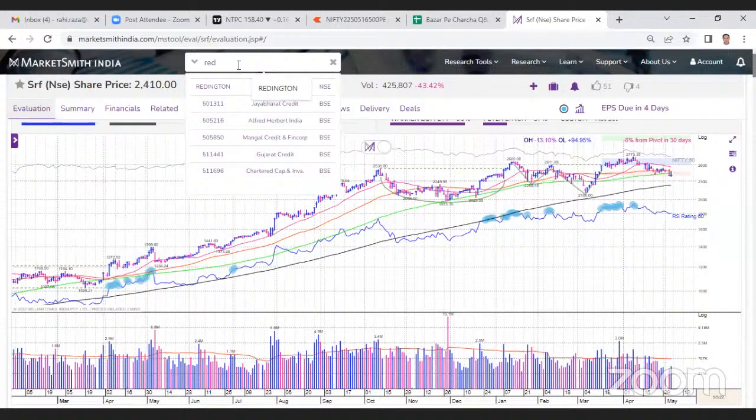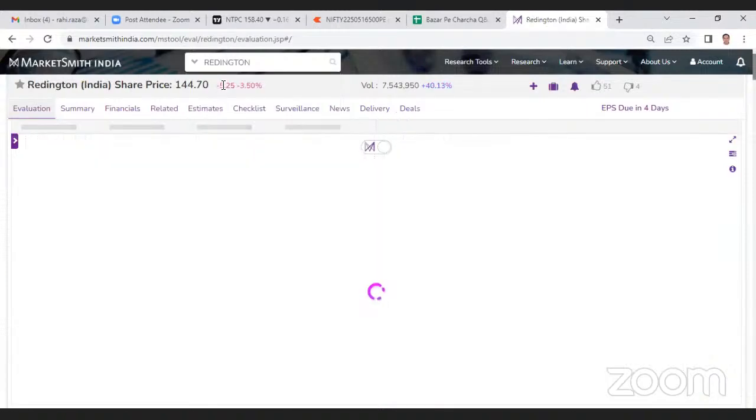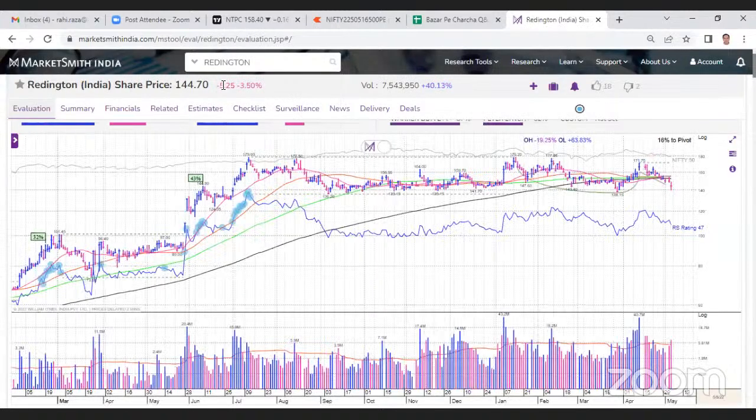Redington is now trending below key moving averages, that is the 200 day simple moving average as well as the 200 day exponential moving average. Today it has just touched and closed around the 200 day exponential moving average. So I would like to say that today's closing price, 144, is a key level. The range is only 2 rupees, 142 to 144.